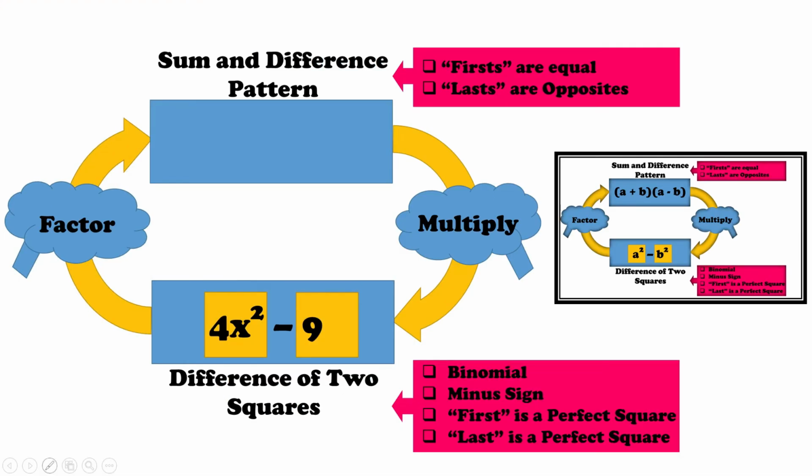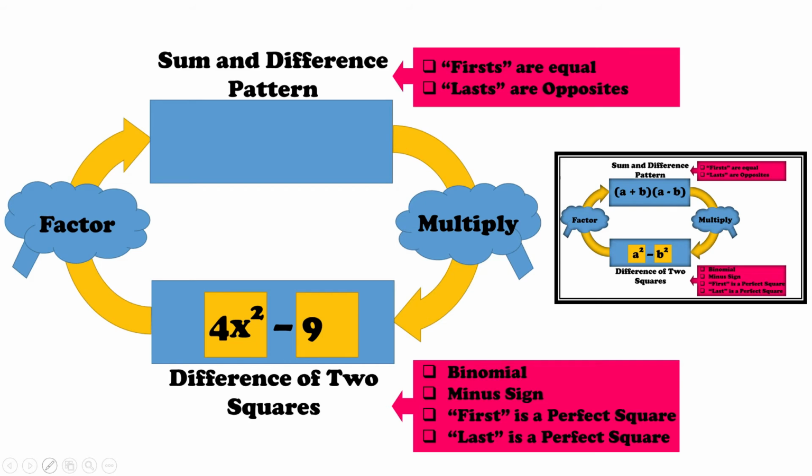All right, so here's a real example. They gave us 4x squared minus 9. And we want to figure out if this is a difference of two squares problem. And if it is, we want to use the pattern to factor it so that we can factor more quickly without so much guessing and checking.